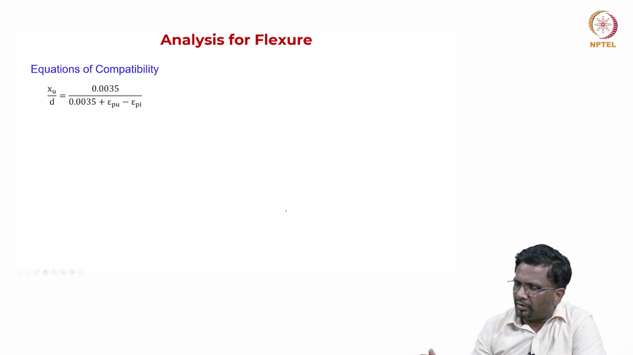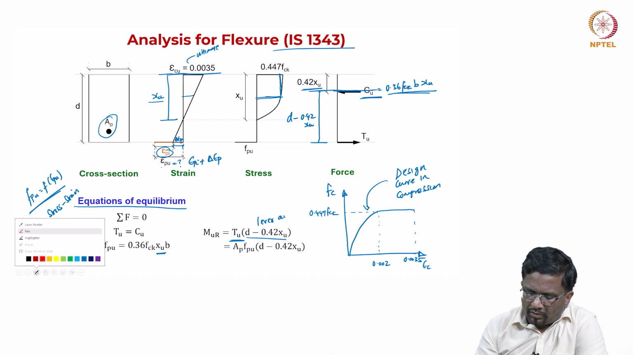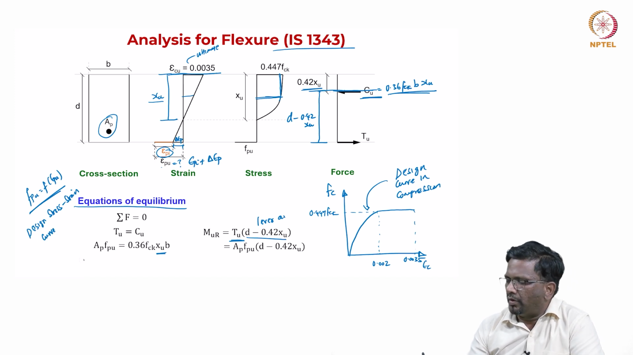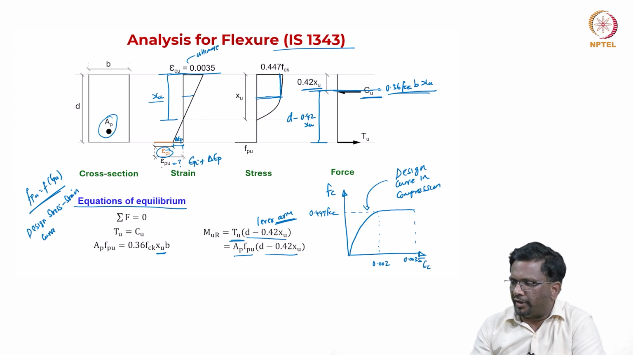So, this is going to be your lever arm. So, from here we can get my moment resistance as tension force multiplied by the lever arm, right. So, this is the procedure that is given in IS 1343. The only difference what we are doing here is we are using the design stress strain curves for concrete and for steel we are using this idealized bilinear curve, right.